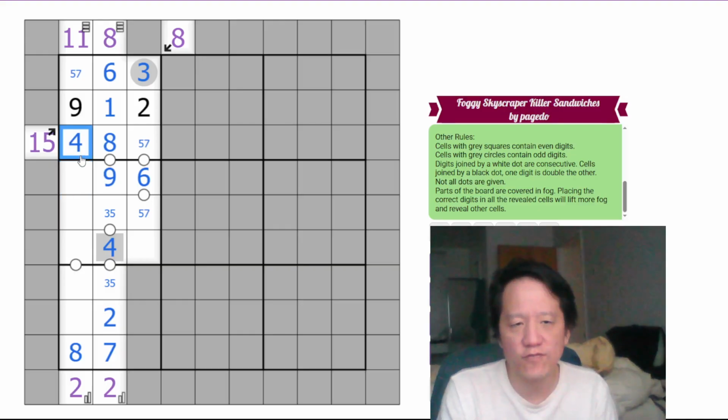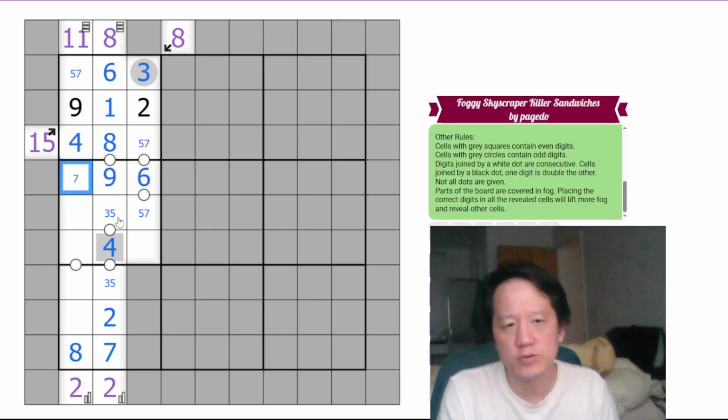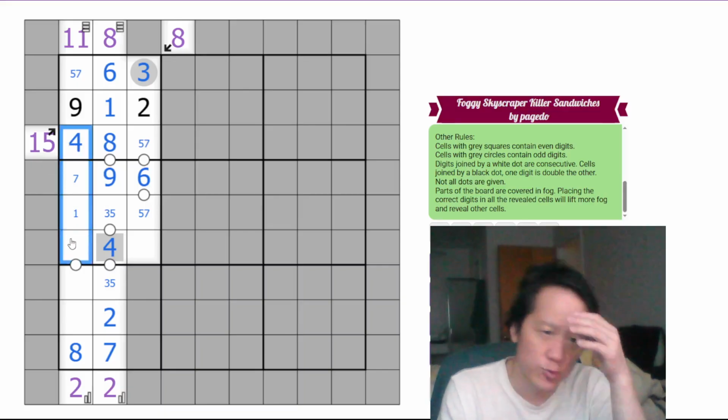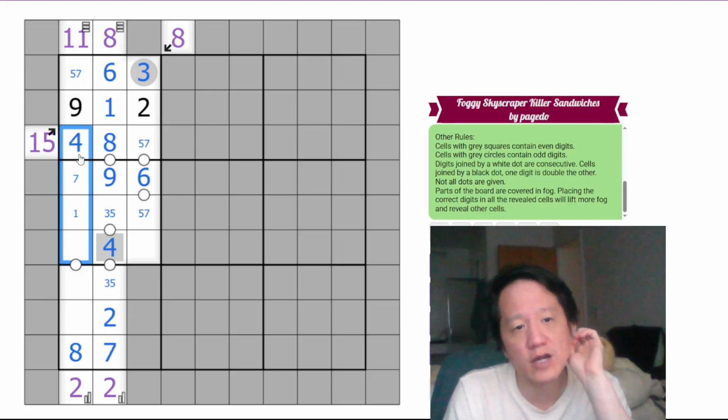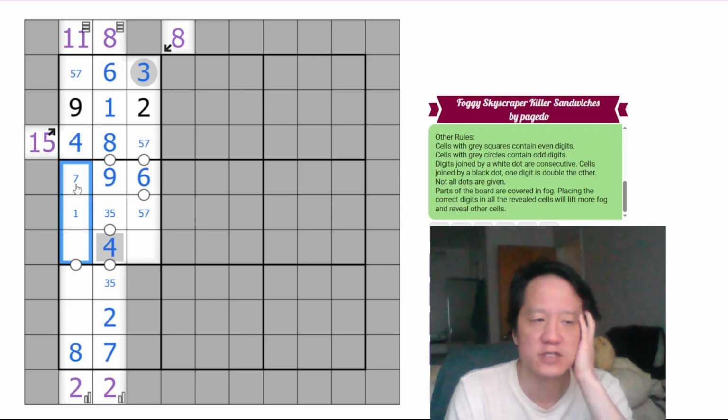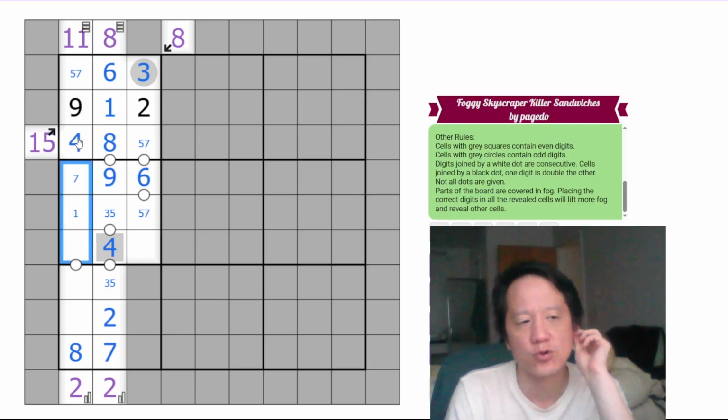So it's 4 here, and you could have... It could be 4 and 7, which would make that 1. Or you could have 3 digits here. You can't have 4 digits with the 4, because that would mean the remaining digits would have to add up to 11 minus 4, which is 7. And that if you have 3 digits adding to that, it would be 1, 2, and 4. And we already have a 4 in the column.